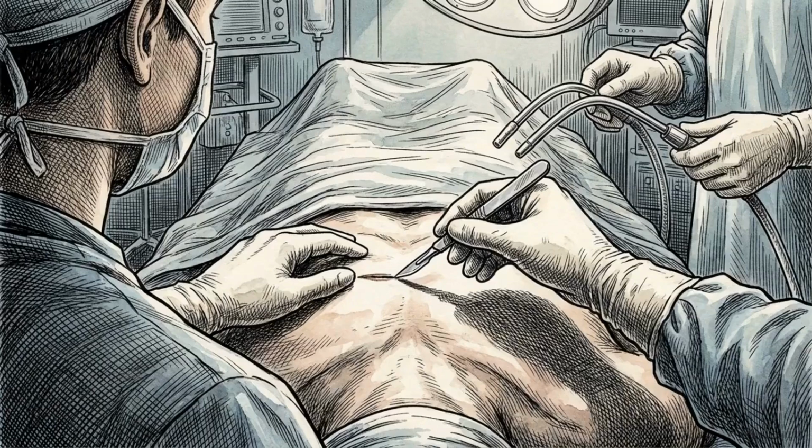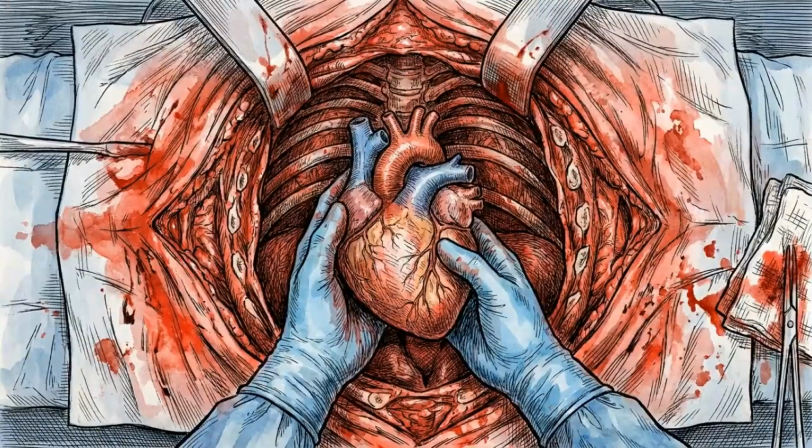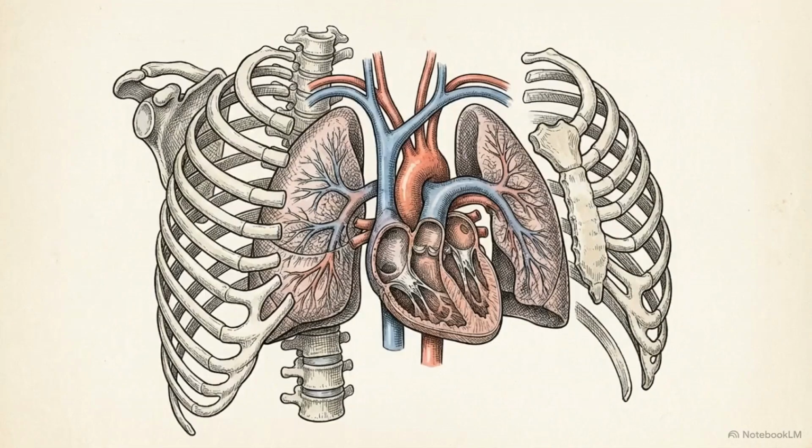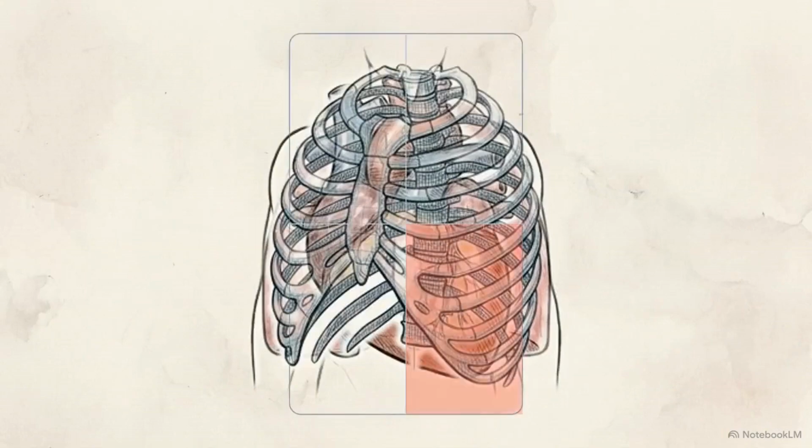In an extremis scenario, precision yields to rapid decompression. The emergency thoracotomy serves as a blunt physiological reset, prioritizing immediate access to the heart over anatomical elegance. Every compartment in the chest operates as part of a single, unforgiving ecosystem. A failure in one quadrant immediately destabilizes the whole.